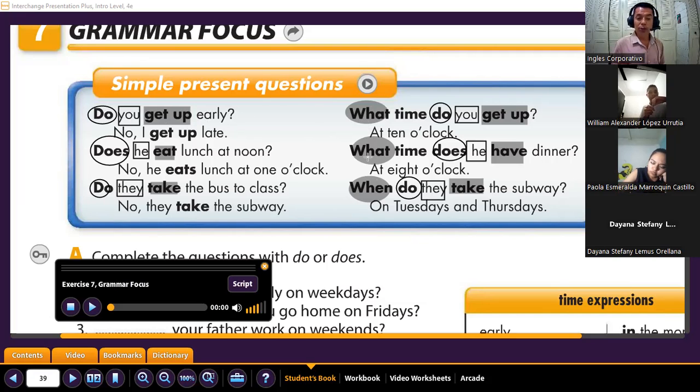Listen, do you get up early? Do you get up early? La entonación es hacia arriba, right? Good. What time do you get up? La entonación es hacia abajo. So yes, no question, rising intonation. Information question, falling intonation.